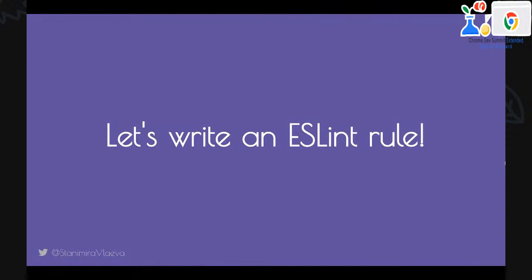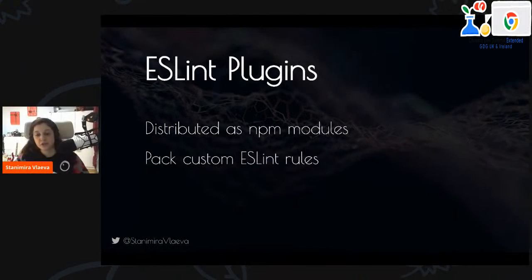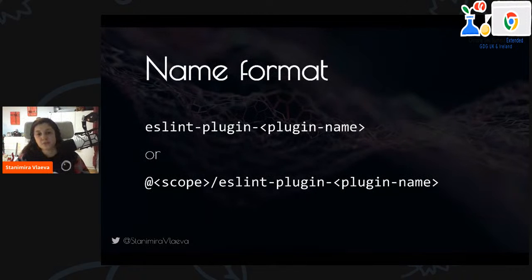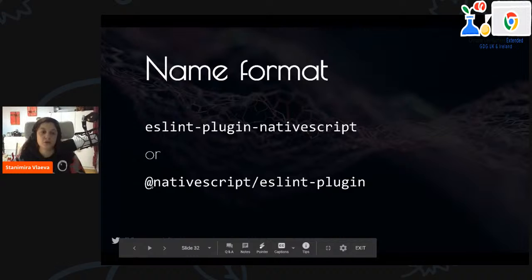Cool. Let's go back. So how do we ship the rule after we wrote it? First, of course, we want to write it locally, and then we can distribute it packed inside an ESLint plugin. And the ESLint plugin is an NPM module. The name format should be eslint-plugin-, followed by the name of the plugin. And in this case, when I wrote that rule, the ESLint plugin was called eslint-plugin-nativescript. Another option is to use a scoped package. So @nativescript/eslint-plugin also works.